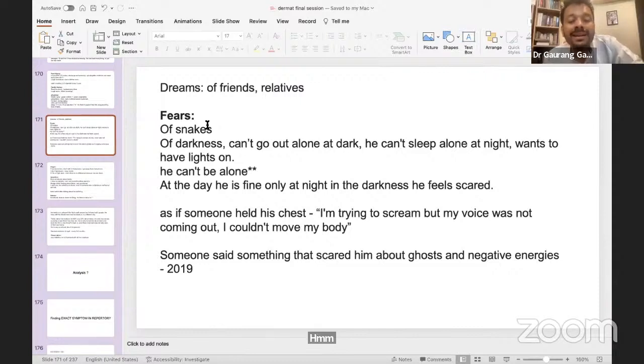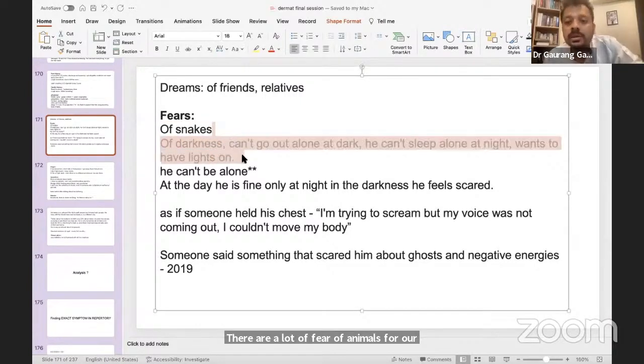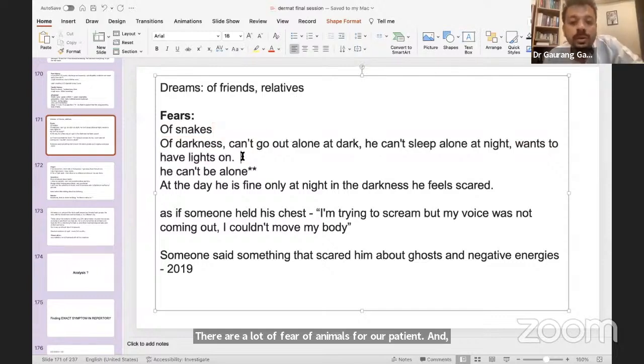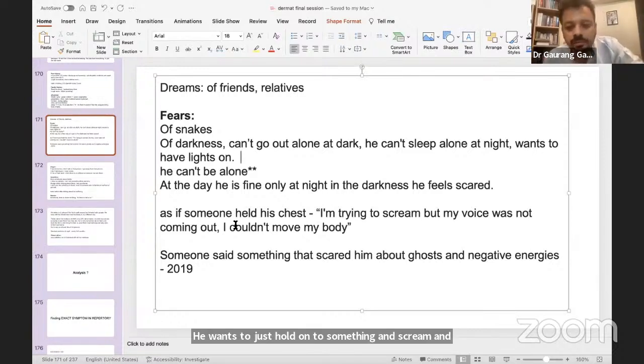There is a lot of fear of animals for our patient, and fear of darkness. He wants to be with people. One of his dreams is that someone held his chest and he's trying to scream, but he's not able to scream. He wants to just hold on to something and scream and scream, but he's not able to do that. And he's very scared about ghosts because he lived in a village.